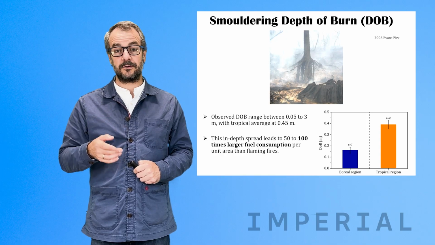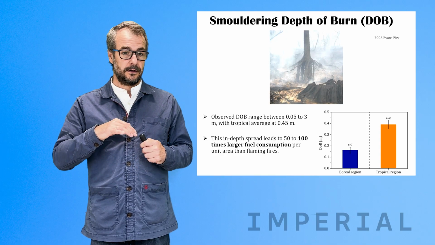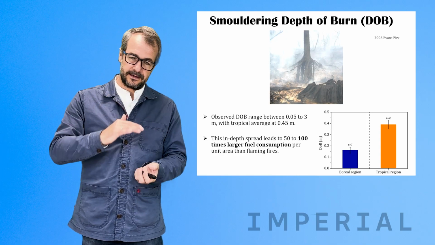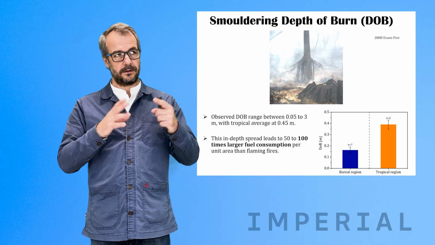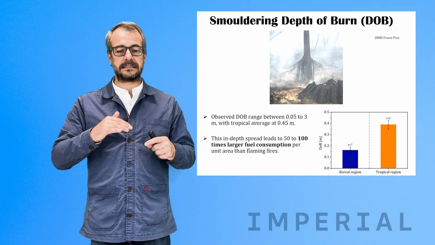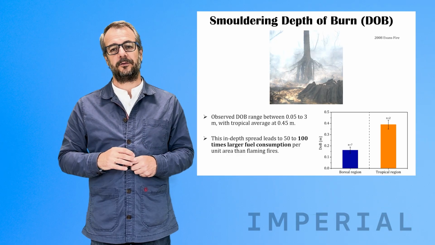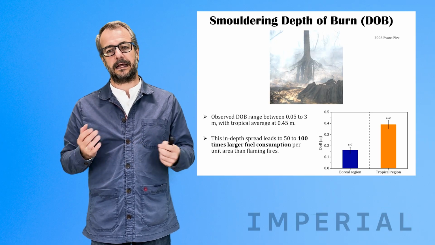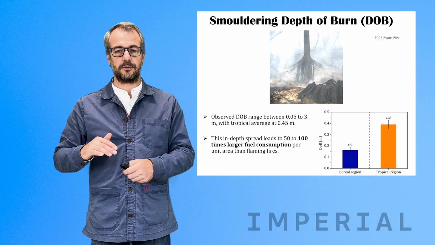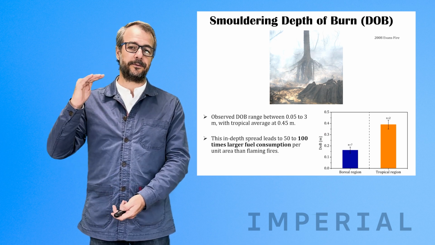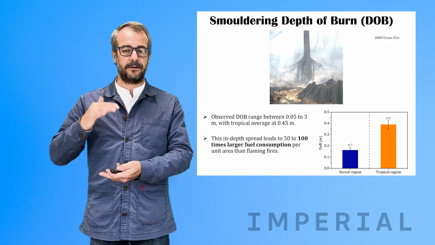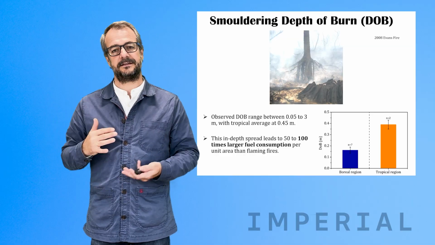We did an account of the literature of the typical depth that smoldering fires are able to burn, not in the lab, but in the field. We went to the literature, we collected all the papers, and we saw that the typical depth of smoldering varies between boreal and tropical. We can see that tropical peat fires, unfortunately, are able to burn deeper because when they burn, they find more depth that is flammable.